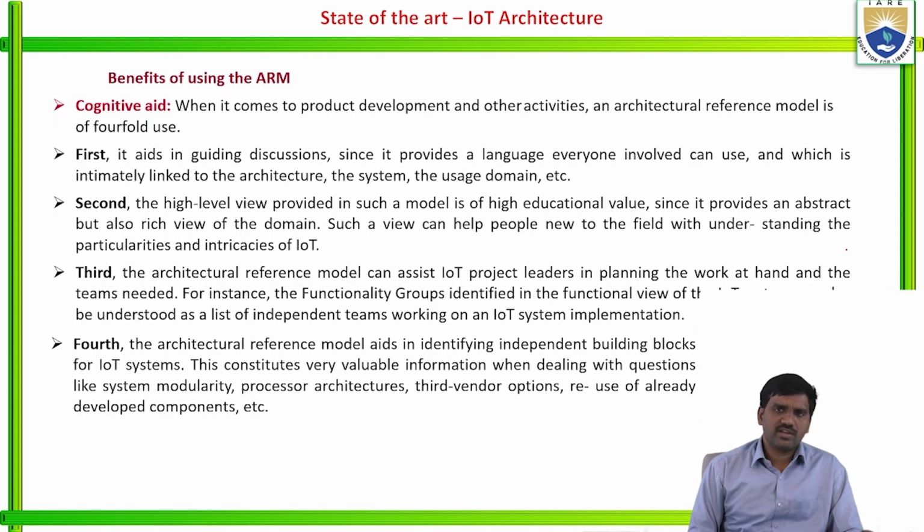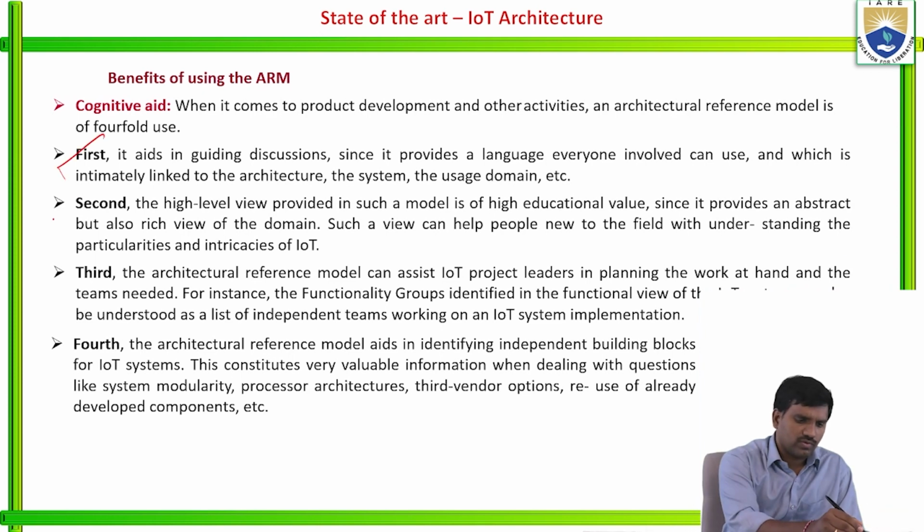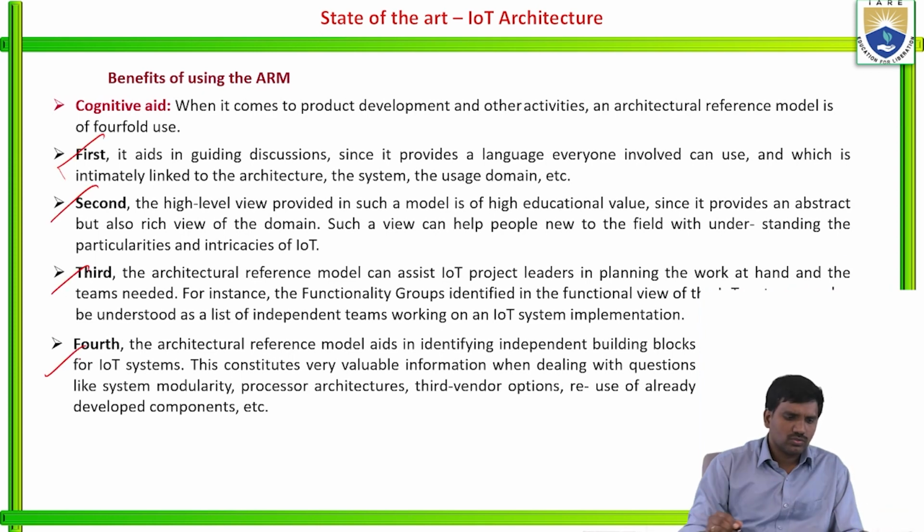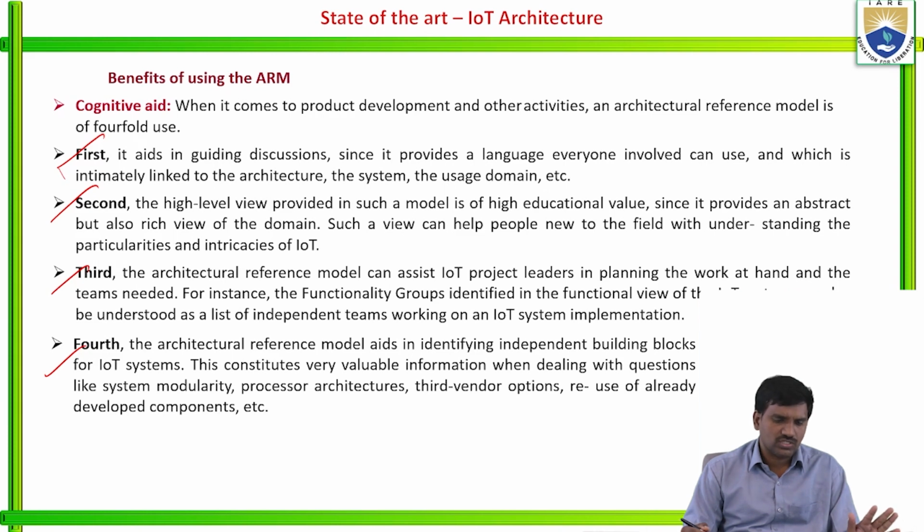So next one, benefits of using ARM. What are the benefits we are going to get by using the ARM architecture model? Here we have four: 1, 2, 3, 4. When it comes to product development and other activities, an architectural reference model is of fourfold use here. So what is the first benefit we are going to get from the ARM?